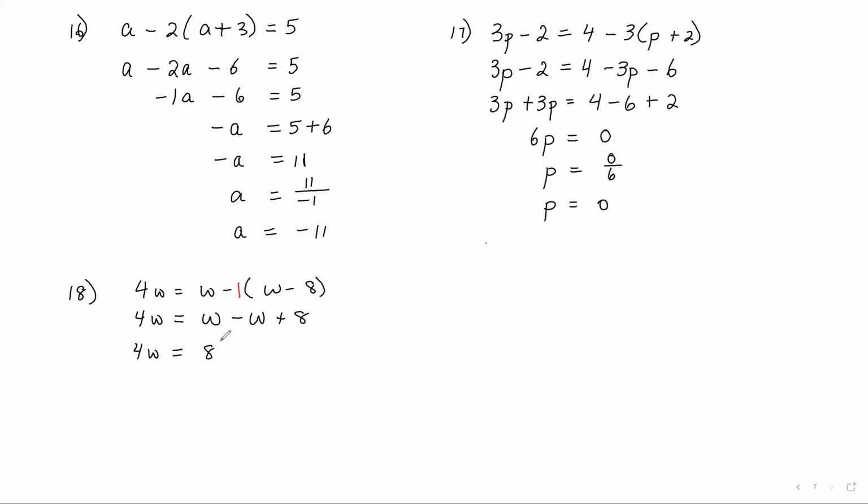Now, Athena, if 4W is equal to 8, what would W be equal to? You bring the 4 over to the 8. So it'll be 8 divided by 4, which is 2. Perfect. So the answer is 2.